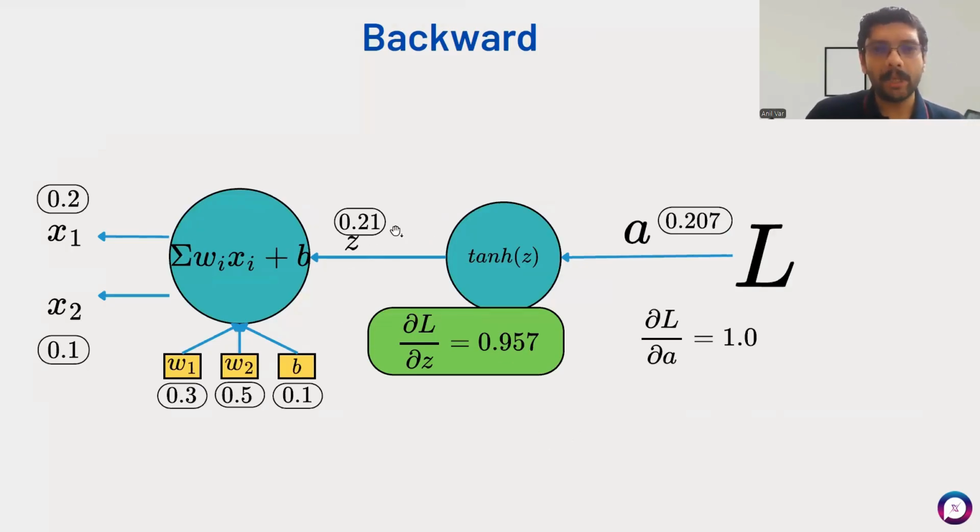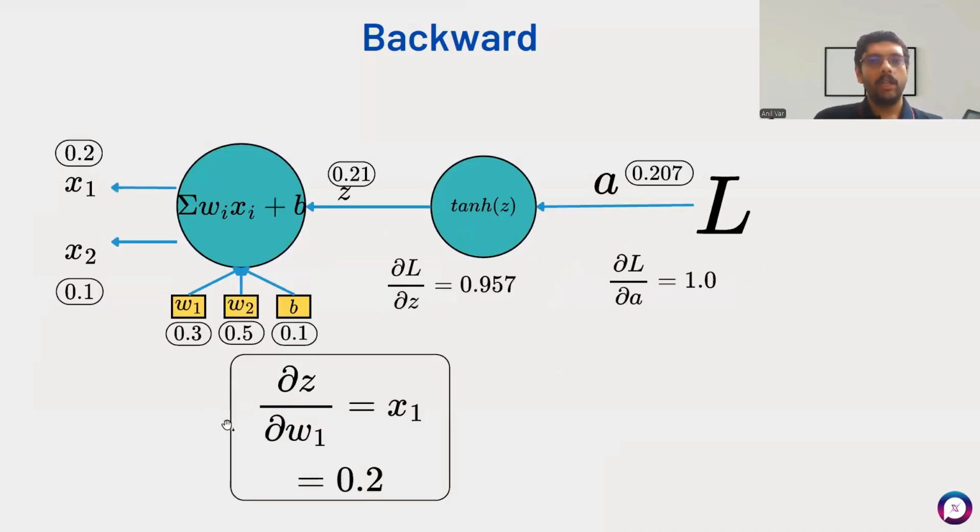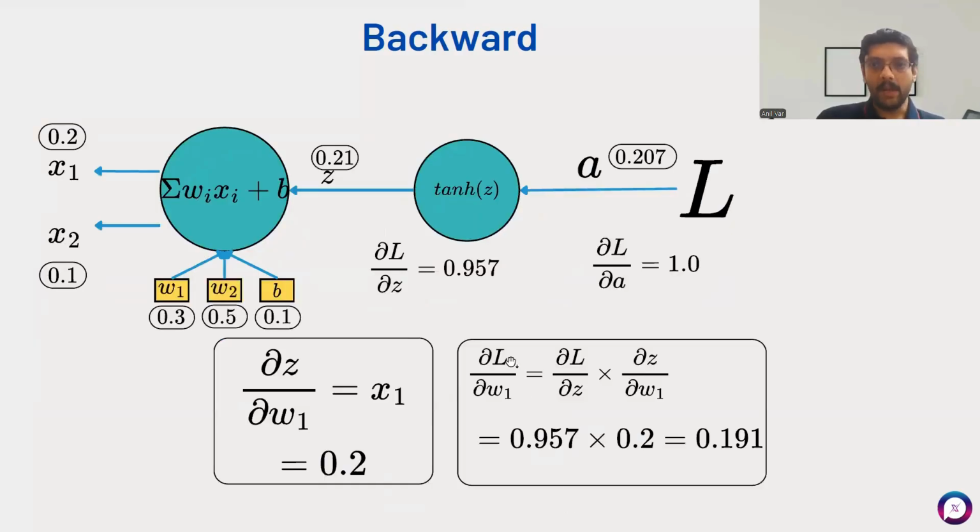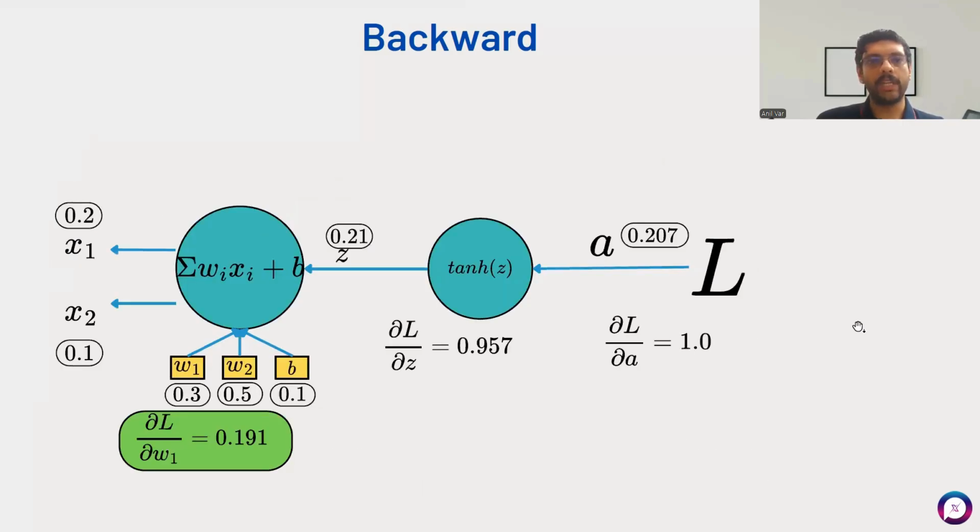Now, we don't really care about the derivative with respect to Z. That's just an intermediate value. We care about the derivative with respect to W1, W2, B, and then X1 and X2. So what do we do? The next step, let's focus on W1. We know the derivative of Z with respect to W1 is X1. We've just derived that. And in this case, X1 is 0.2, so the value is 0.2. So the derivative of L with respect to W1 is dL/dZ times dZ/dW1. We've just computed dL/dZ in the previous step. So we've got 0.957 times 0.2, which is this value, and so we've got the derivative with respect to W1.